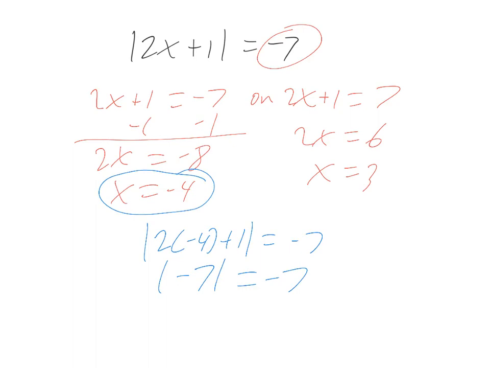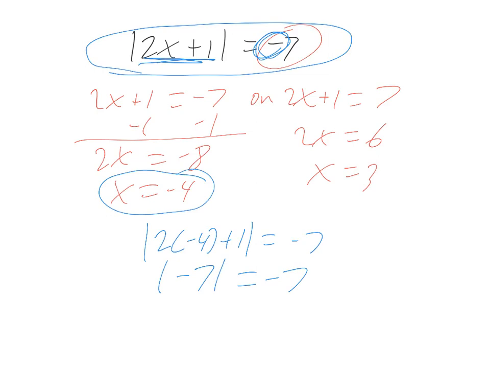And so we could have seen that right up front at the beginning. Absolute value of anything equaling a -7 can't work. There is no solution to that because you can't have a distance from 0 that's negative. So we should have not done any of this and just recognize that.